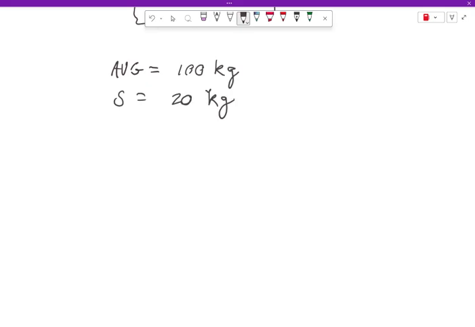This is elephant birth weights. And in case you're wondering, I have no clue what an elephant birth weight is. This is entirely made up. The elephant birth weight, the average is 100 kilograms and the standard deviation is 20 kilograms. And I'm going to make a normal distribution for this.